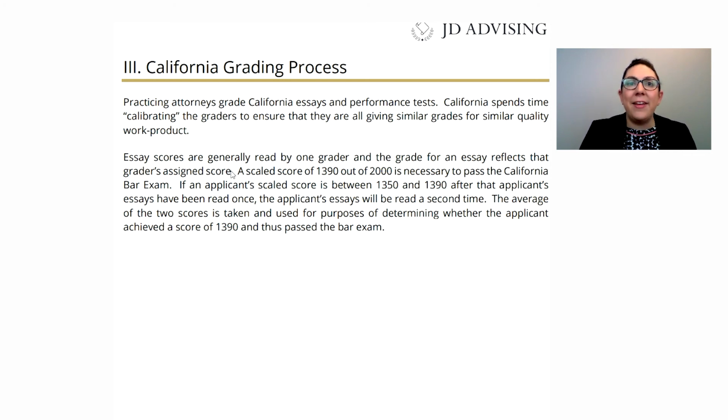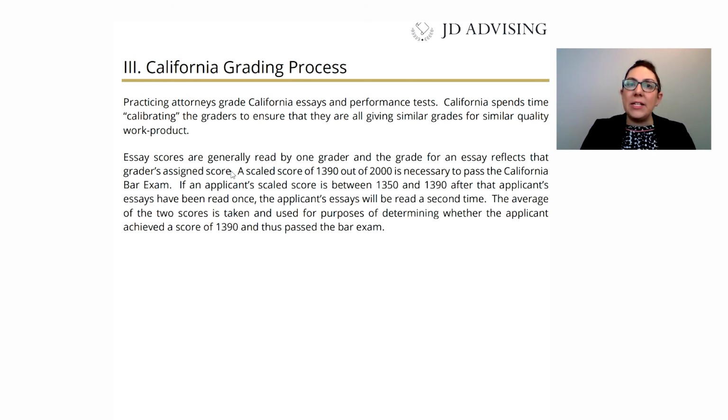So they all get together, and California kind of teaches them what a 65 looks like so that they understand how to give scores to these different essays, and so that how your essay is scored doesn't necessarily change from one grader to another. After they grade your essays and then they scale your score, so remember California's bar exam is graded on a 2,000 point scaled score, you need a score of 1390 on California's bar exam to pass.